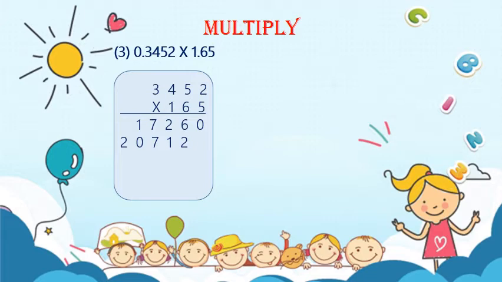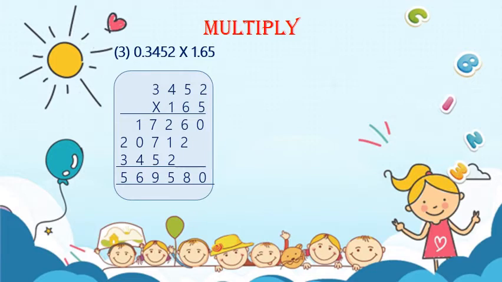In the third step, we multiply 3452 by 1 and the multiplication begins at 100 place. And what do we get? We get 3452. Now we are going to add these three products and what do we get? We get 569580. Now children, what we have to do? We have to add the decimal places in both these decimal fractions which we are multiplying.